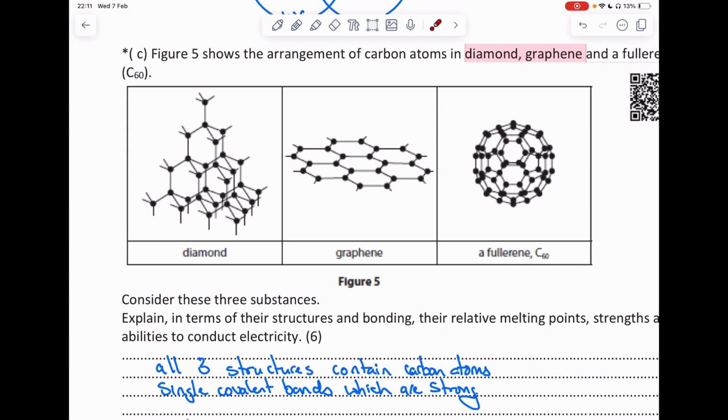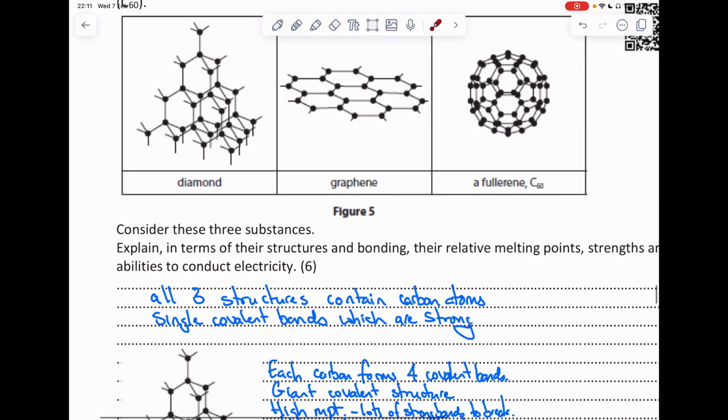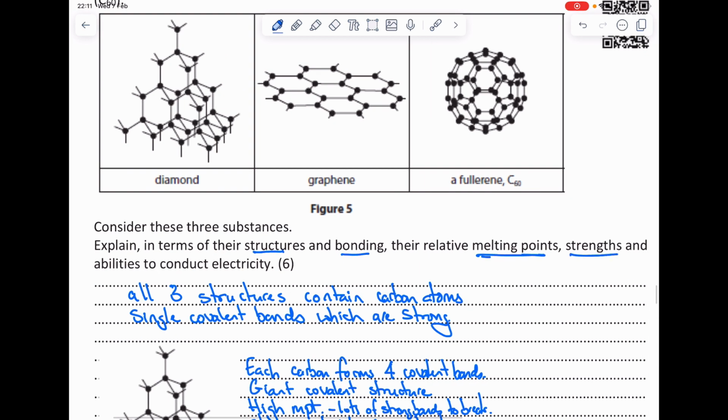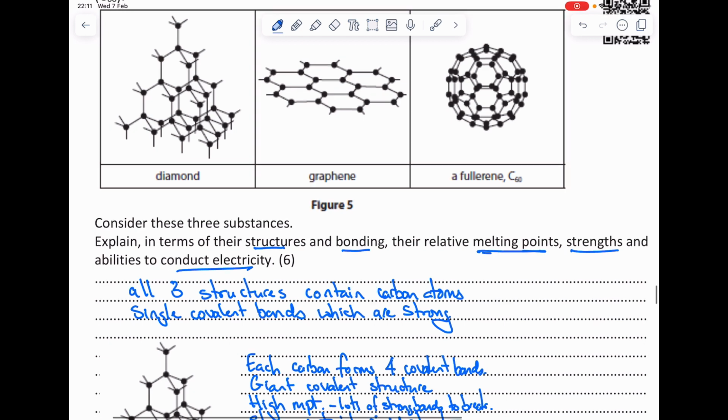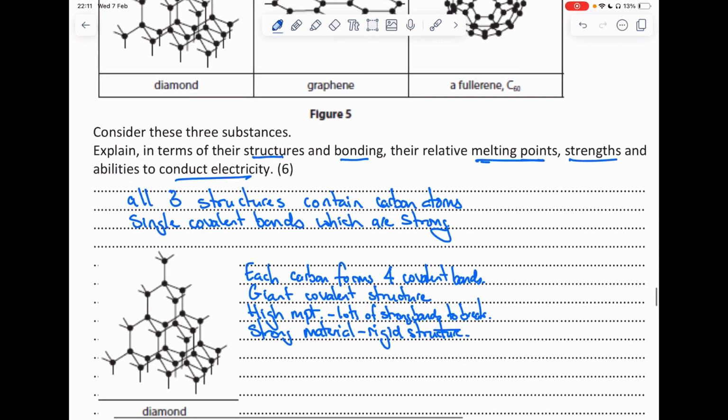Okay, in this question, we've got 3 substances, all carbon-based, so diamond, graphene, and fullerene. And what we have to do, just to help us get into this, is explain, in terms of structures and bonding, the relative melting points, strengths, and ability to conduct electricity. Okay, so let's go through each one of these.